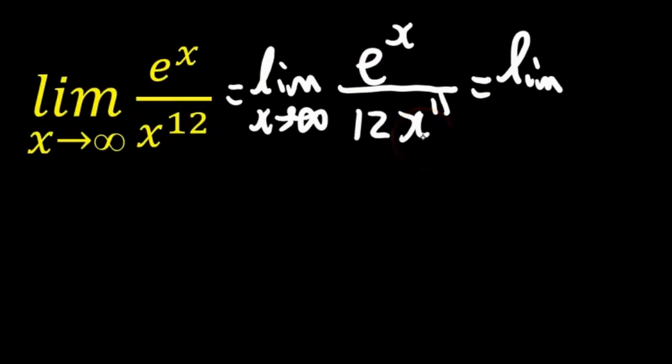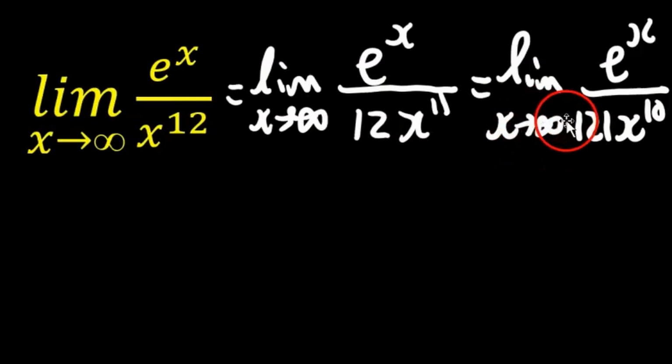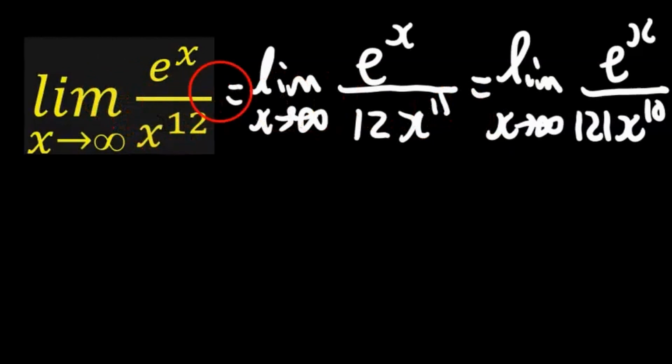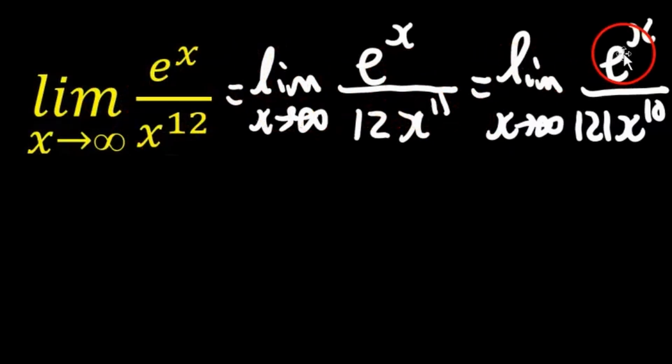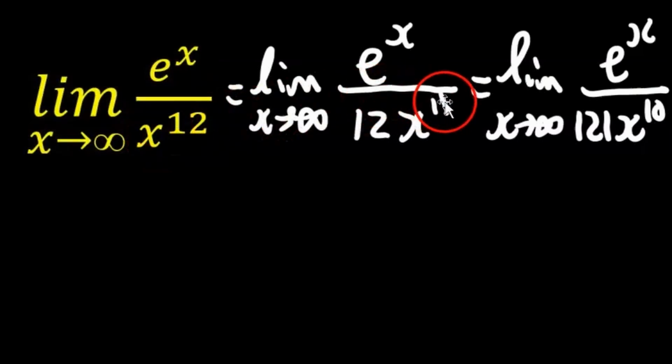So it's the limit as x goes to infinity of e to the x over, now we take another derivative, so 11 times 12 is 132, x to the 10. Now we could keep going and going and going. This is still infinity over infinity. So we can use L'Hopital's rule again and again and again. But we can look at the pattern, right? Every time we take a derivative, the numerator stays the same. But look what's happening to the denominator. The exponent is decreasing every time we take the derivative.